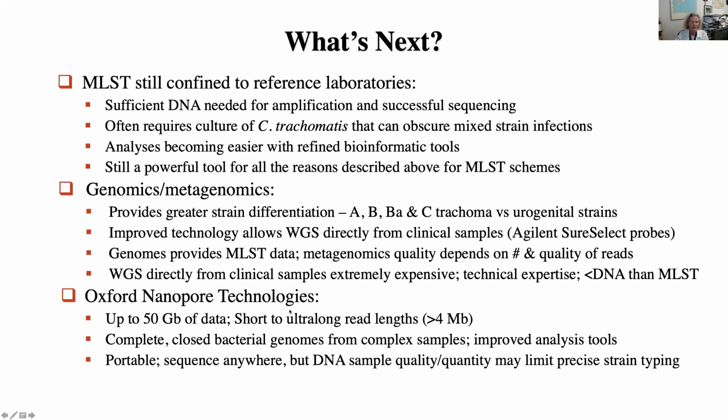And the Oxford Nanopore technology keeps getting better. The advantage is that you can do one sample at a time, whereas with SureSelect, you've really got a batch process. But you can get long reads. You can do sequencing from complex samples, and there's always improved analysis tools. But DNA sample quality and quantity may limit the precision of the strain typing in that respect.